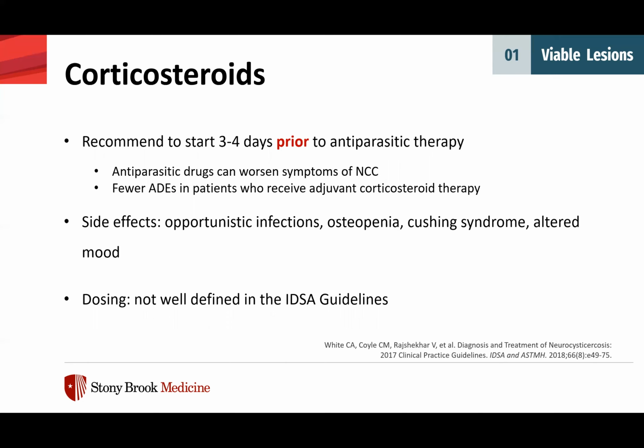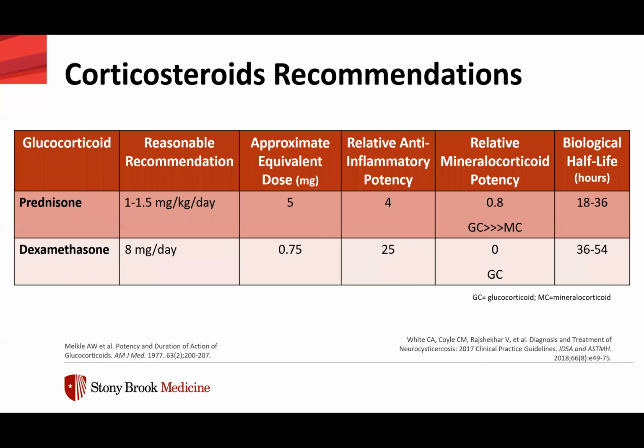There are many side effects that come along with corticosteroid use. So I have a few listed on here just for your reference, but as we know, these side effects increase with long-term duration of corticosteroids, and some of these patients might need long durations. And then dosing, it's not really well defined in the IDSA guidelines, but they do have a chart specifically for viable intraparenchymal cysts, and I have that included on this chart for your reference. So in general, prednisone and dexamethasone are adequate recommendations. We can recommend about 1 to 1.5 mg per kg per day of prednisone in divided dosing. And then specifically for the viable intraparenchymal cyst, the IDSA lists 8 milligrams per day of dexamethasone.